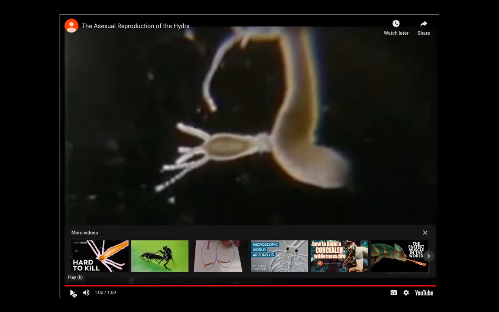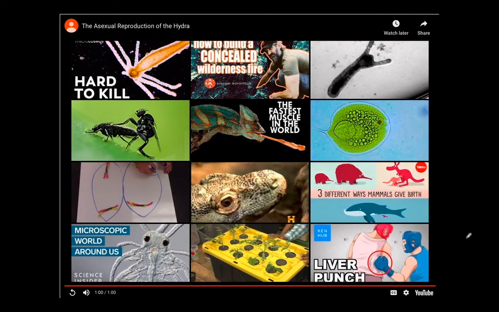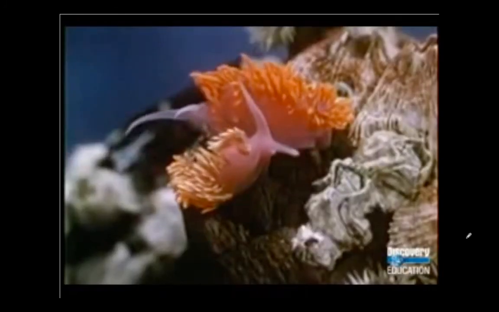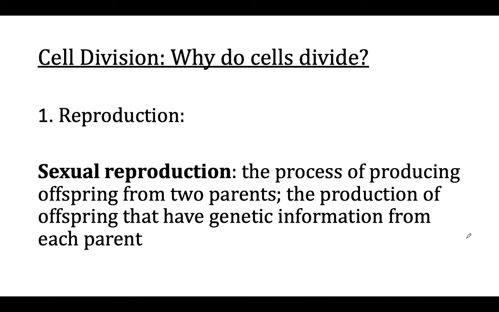Okay, so 2 things there. One, there is only one parent, and the genetic information of the offspring was exactly identical to that of the parent. The second type of reproduction is sexual reproduction.